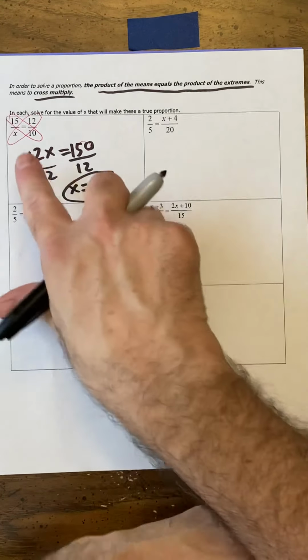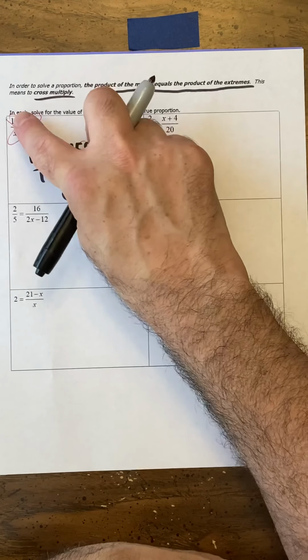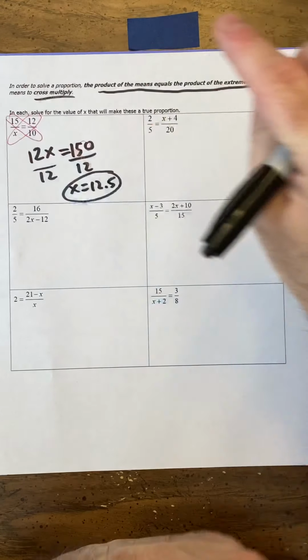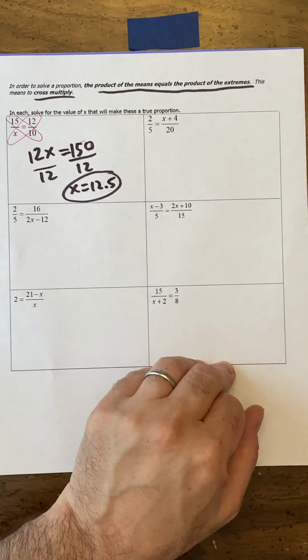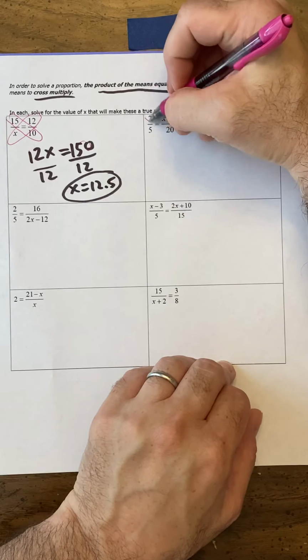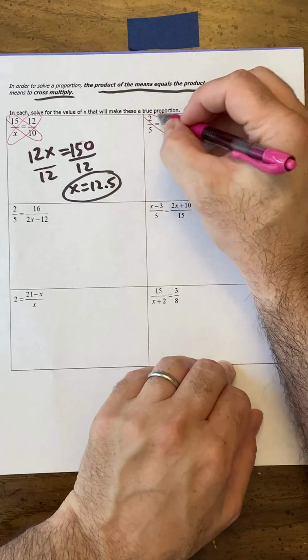Now I know that's not pretty simple, but I want to show you a couple of other problems. Like, for example, this only had monomial terms, 15x, 12, 10. But here in the second problem, we have a binomial. So how do we deal with that? Again, we're going to cross multiply, but watch what the difference is going to be.